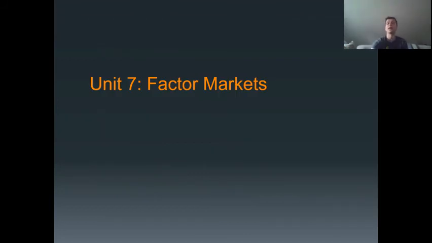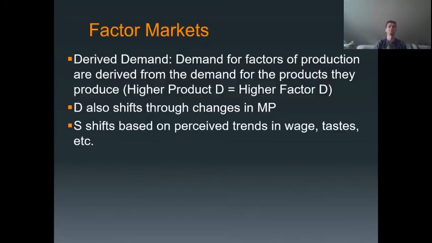Unit 7 has to do with factor markets. So now we're flipping everything that we knew before. So everything that applied to demand now applies to supply. Everything that applies to supply now applies to demand. And that's because households are now supplying the factors of production, which are land, labor, capital, and entrepreneurship. Meanwhile, the firms are now demanding. They're the ones purchasing it.